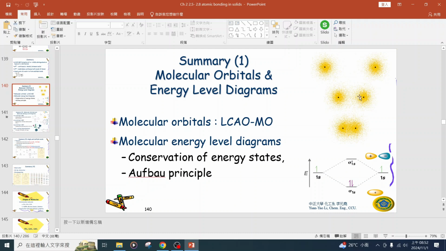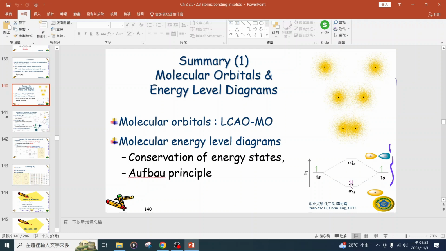Right, so this is LCAO-MO. And then not only do we want to know the shape of the molecular orbital, but also we want to know the molecular energy level diagrams. So this is the atom energy diagram. For example, this is an example of hydrogen, right? This is the energy diagram.